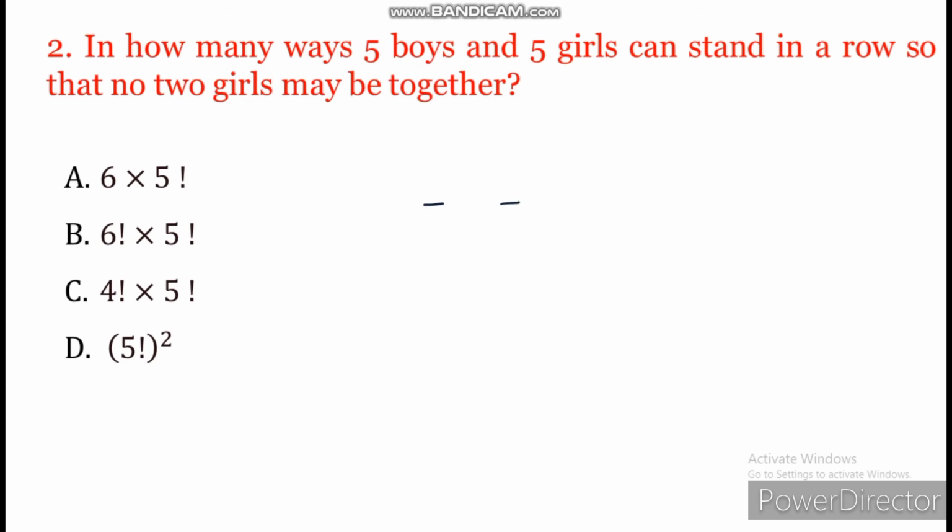Let's take the 5 places here. Let's place 5 girls here. Let's take them as G1, G2, G3, G4, G5. So no 2 girls are together. See, no 2 girls are together. That means what? Between 2 girls there is a boy.